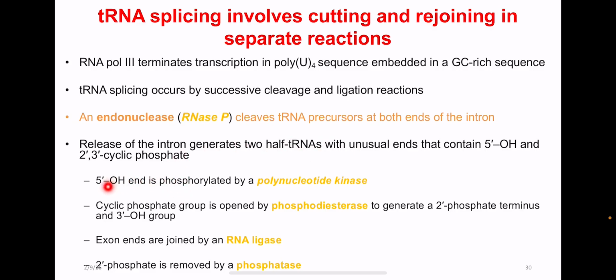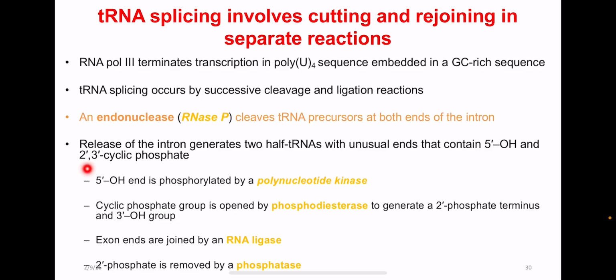Okay, so how do we convert OH to phosphate? We just phosphorylate it using a kinase. The reason why we call it polynucleotide kinase is because we are working with numerous nucleotides. That's why polynucleotide kinase, and we know kinase is an enzyme that adds phosphate groups. So we just phosphorylate the 5' OH for it to become 5' phosphate.